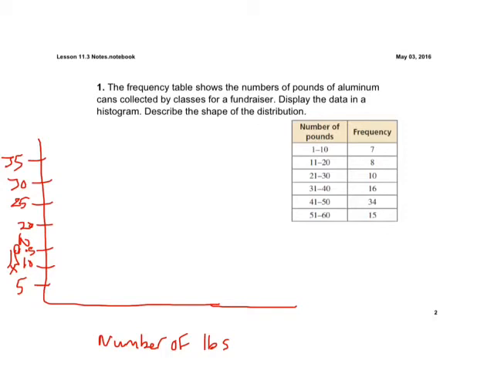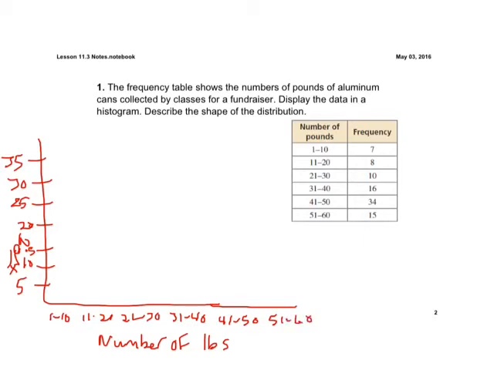So the first bar is going to be from 1 to 10 pounds. The second is going to be from 11 to 20. And we're just making our histogram from 21 to 30. Again, bear with my writing. I'm writing small here. 31 to 40, 41 to 50 and 51 to 60. Okay, so now we're going to make our bars.